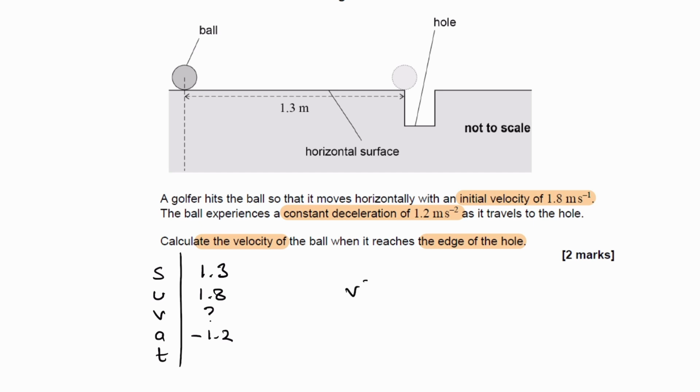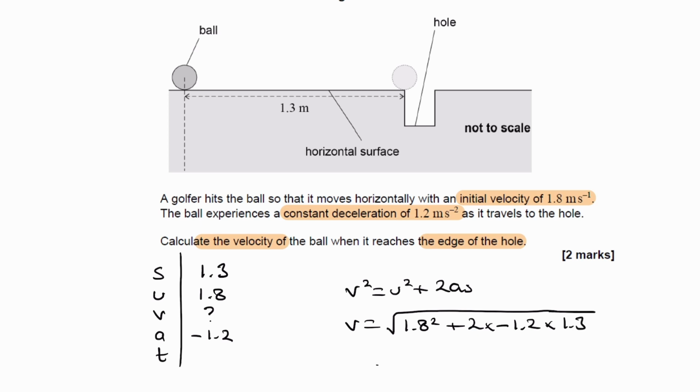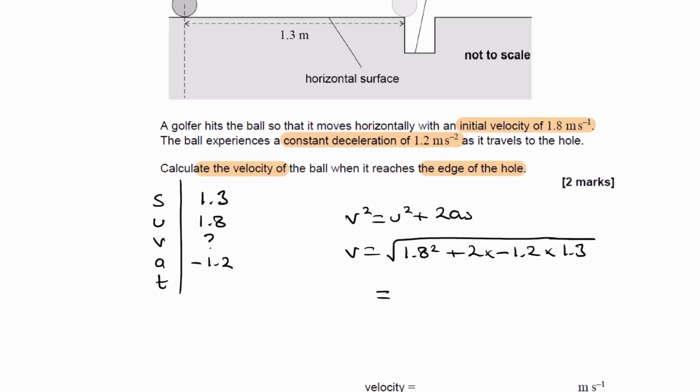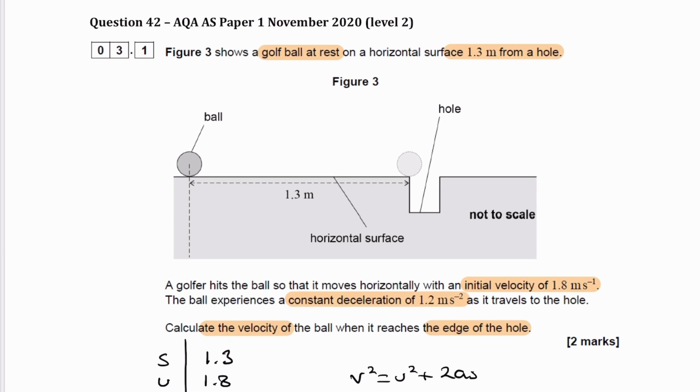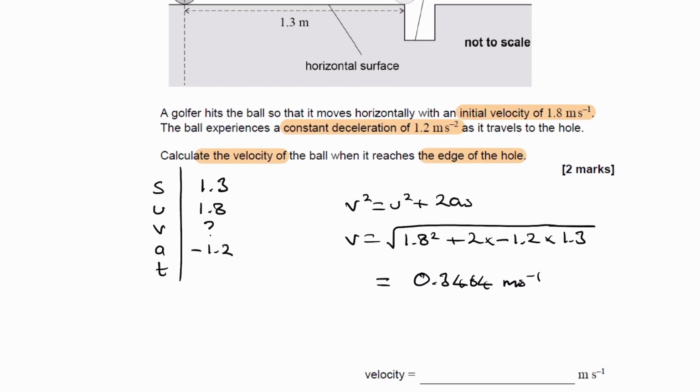And with these four quantities, we can use v squared is equal to u squared plus 2as. So v is then equal to the square root of u squared plus 2 times a times s. And this gives us 0.3464. All of our numbers in the question are given to 2 sig figs, so I'll give the final answer to 2 sig figs as well, so 0.35 meters per second.